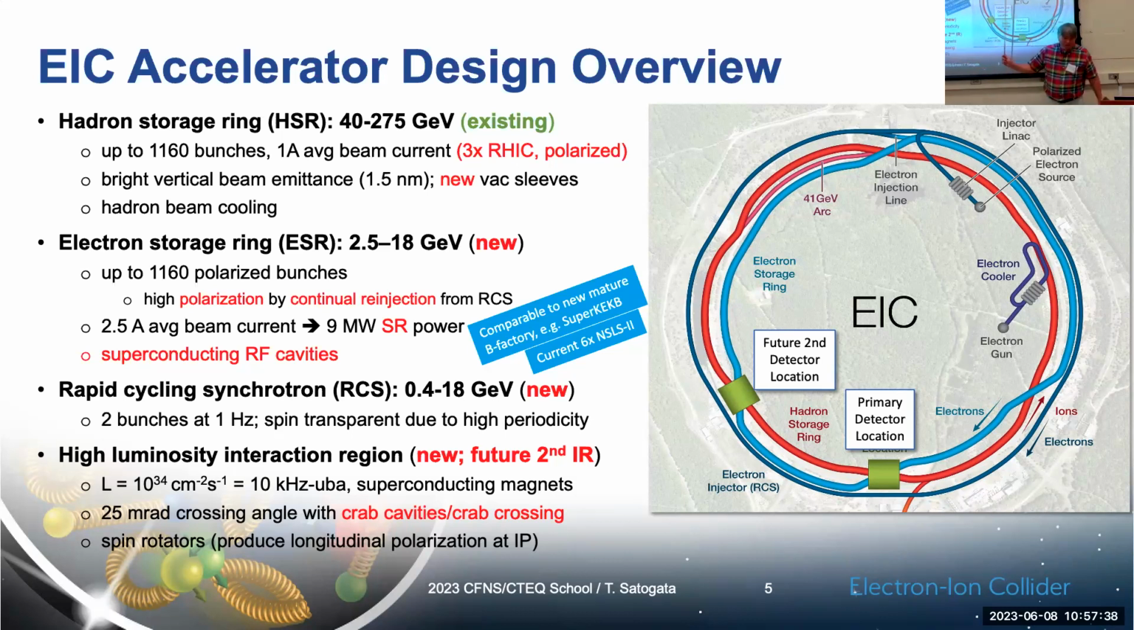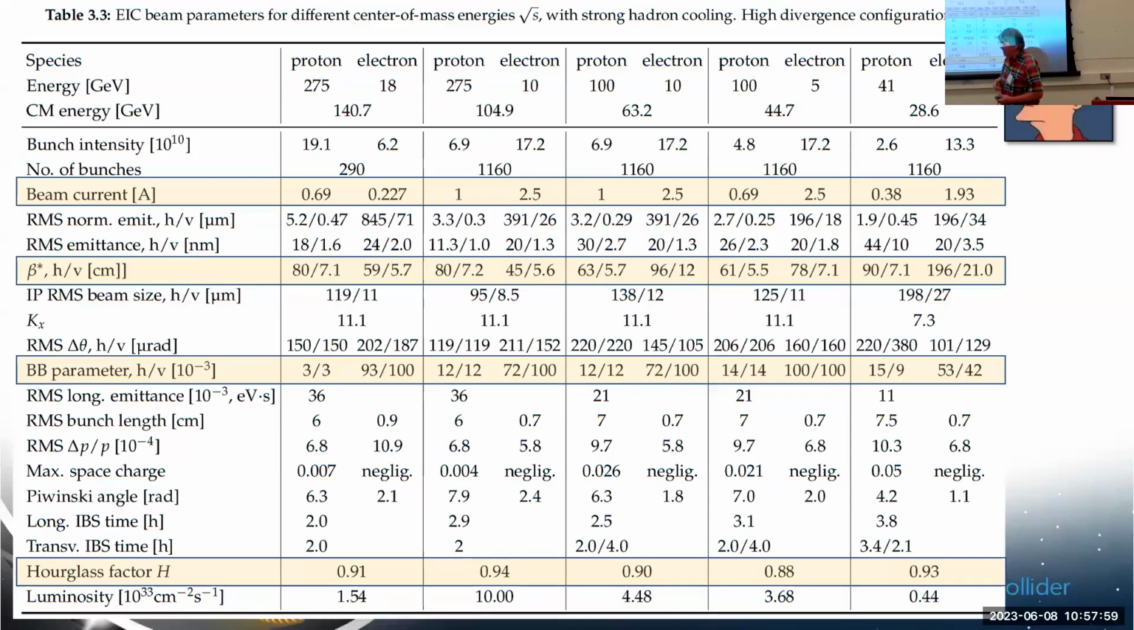And then there's the IR. We'll talk about the IR a lot more later on and tomorrow, including the future second IR. So these are the multiple machines in here. I'm not even mentioning the injector into this rapid cycling synchrotron. I'm not even mentioning the electron cooler, which is really its own separate talk in and of itself.